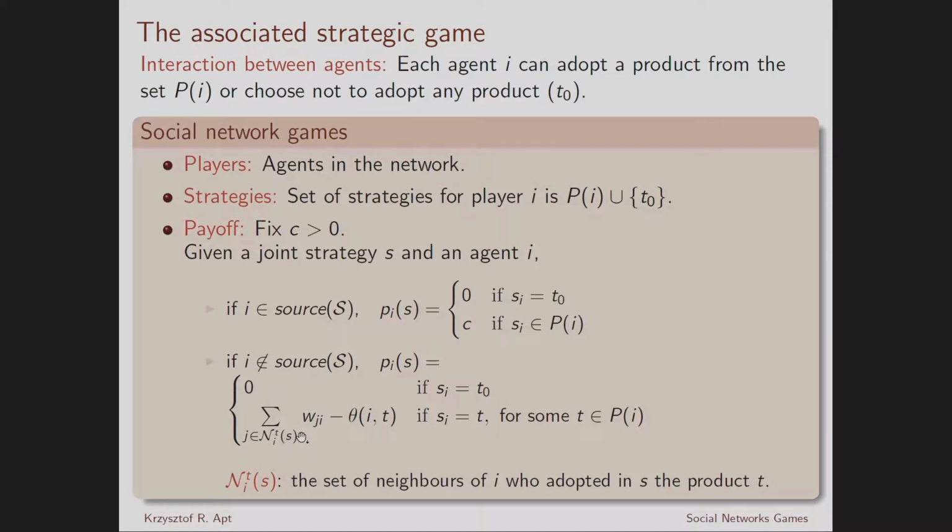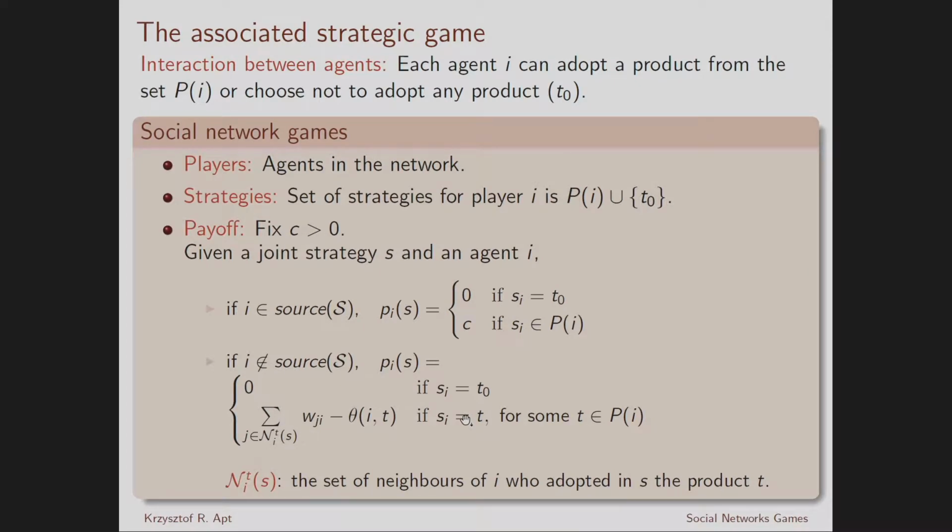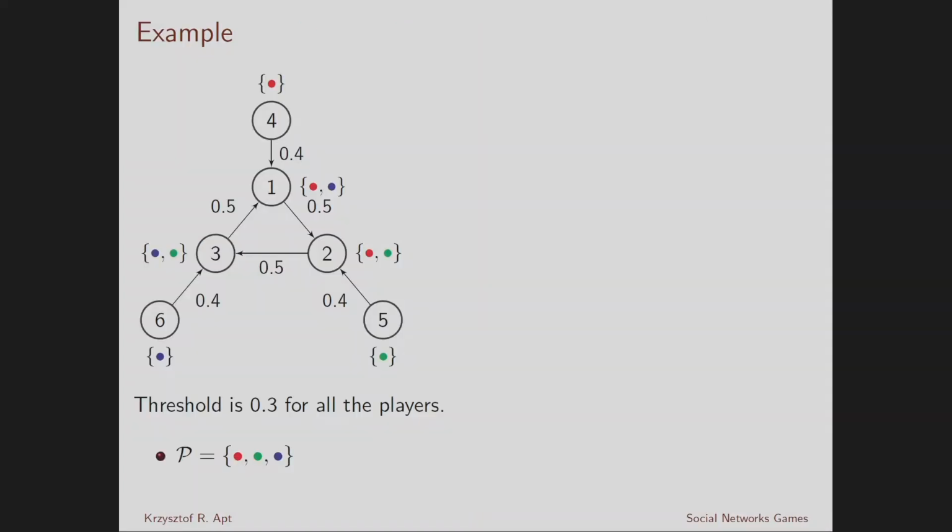So here at the bottom, we sum up the weights coming from all the neighbors who also adopted this product, and we deduct the price of this product. So to summarize, this is the crucial line. If node i adopted product T, in other words, if we have Si equals T, then the payoff for this agent is obtained by adding up the weights from neighbors who also adopted the same product, and we deduct the threshold. So here is an example.